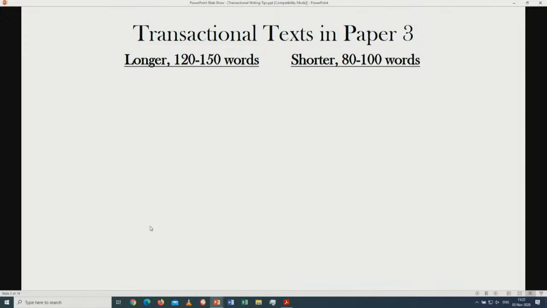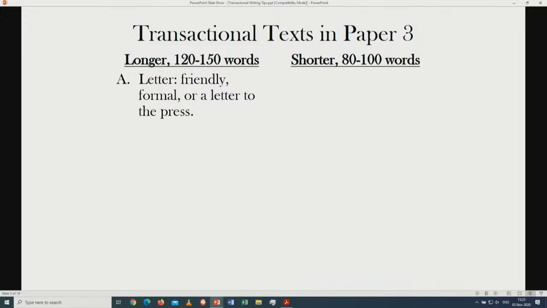Now let us look at our transactional texts in Paper 3. You will see the longer texts are 120 to 150 words, and the shorter texts are 80 to 100 words. It has been like this now as long as I can remember, and that's a long time indeed. They've never changed the lengths, so you can work comfortably on those ones.